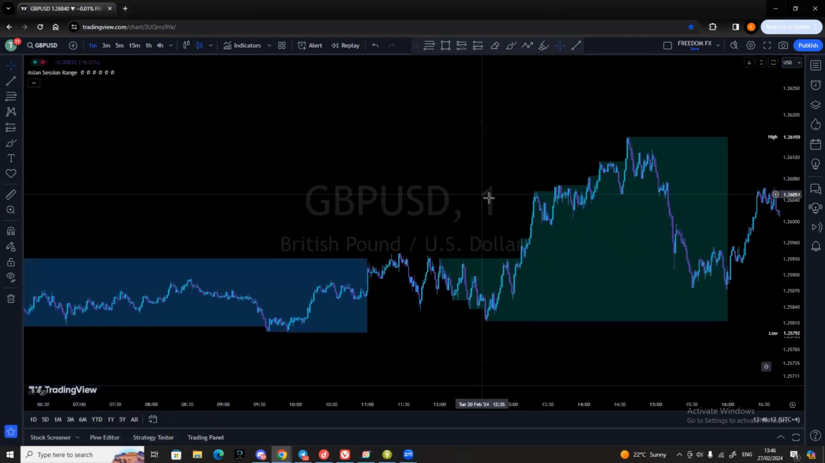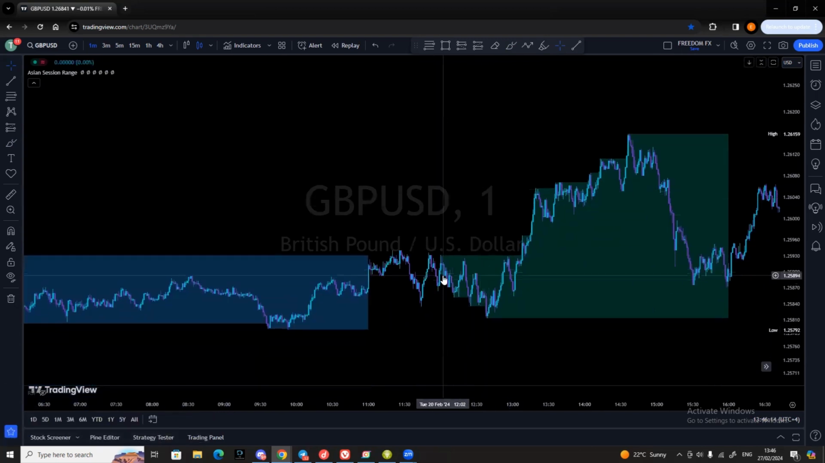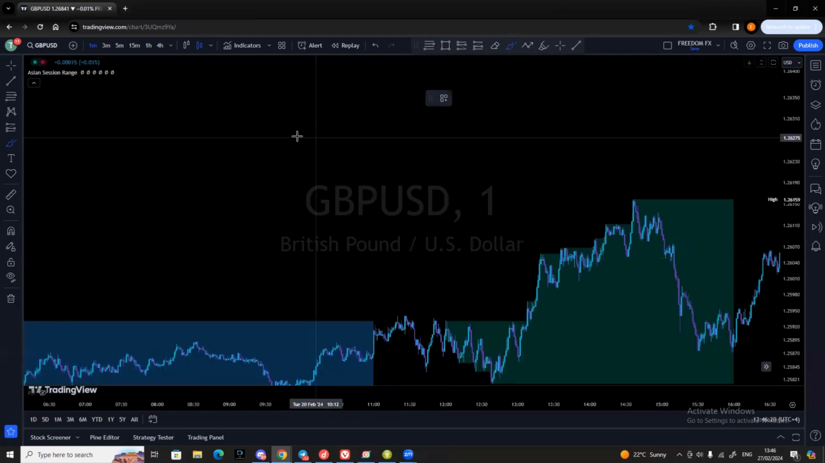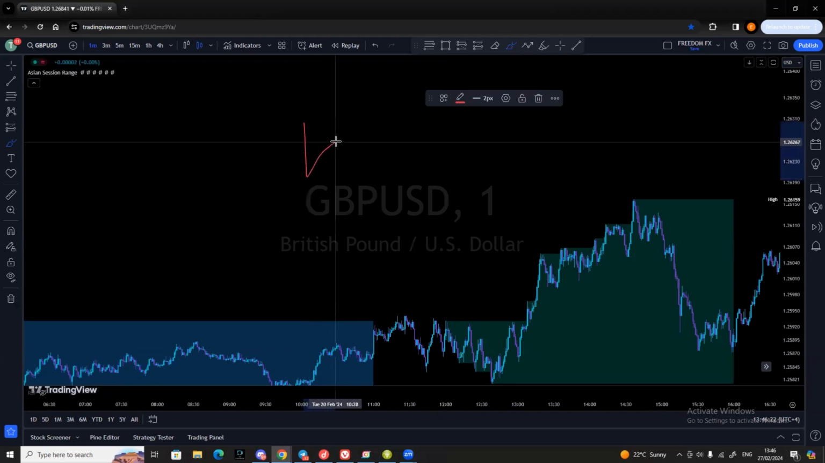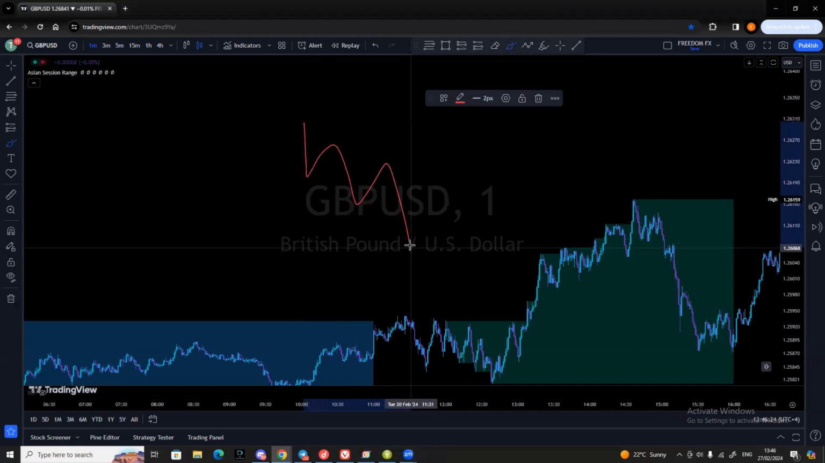So right here, I've already identified that I'm going to buy for the most part of the day. What am I looking for? I'm looking for price to swing bearish. Then I'll look for a breakout.